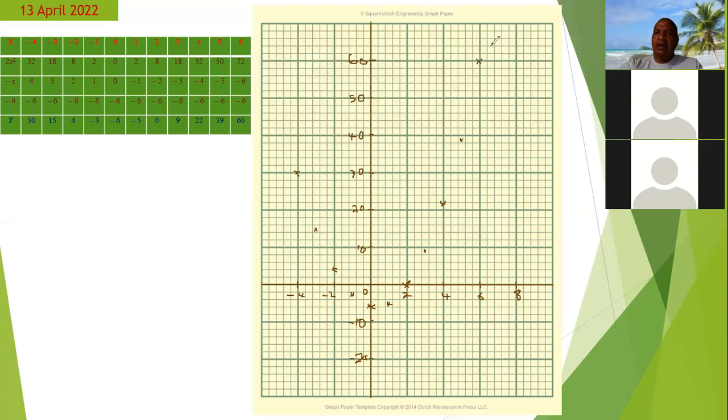And so next, all we need to do now is to try to connect these points and draw our curve. So we try to make it as smooth as we can. All right, so your curve should look like that.